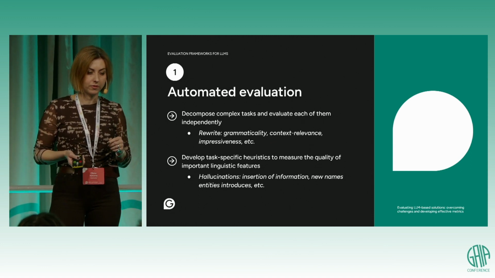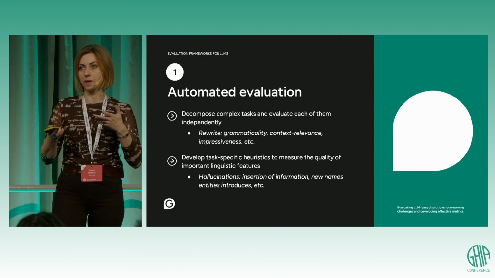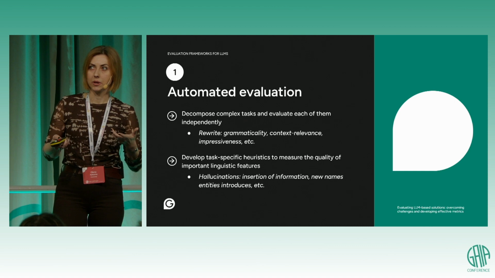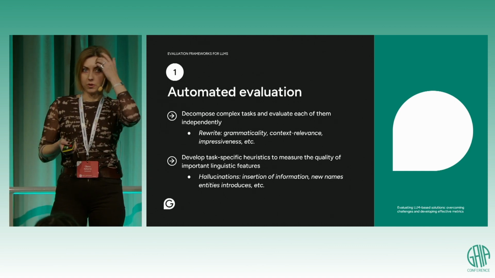Then we can also develop task-specific heuristics and measure the quality of things that matter to us. And I have an example of hallucinations. Those of you who have worked with large language models probably know that they hallucinate. If you've used ChatGPT, I hope you understand that you should not just take everything and trust it. So large language models hallucinate.